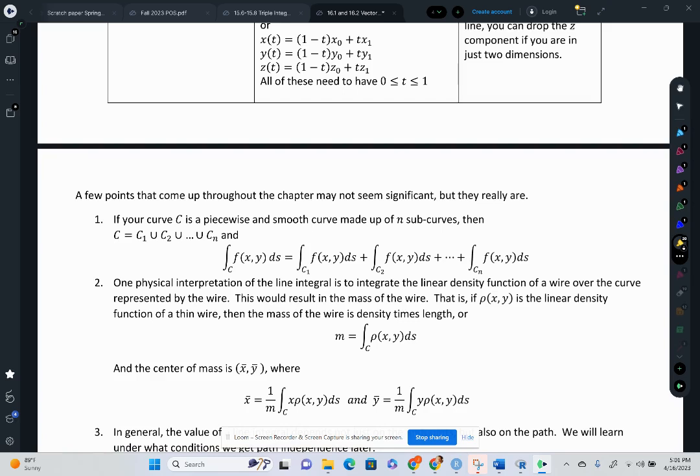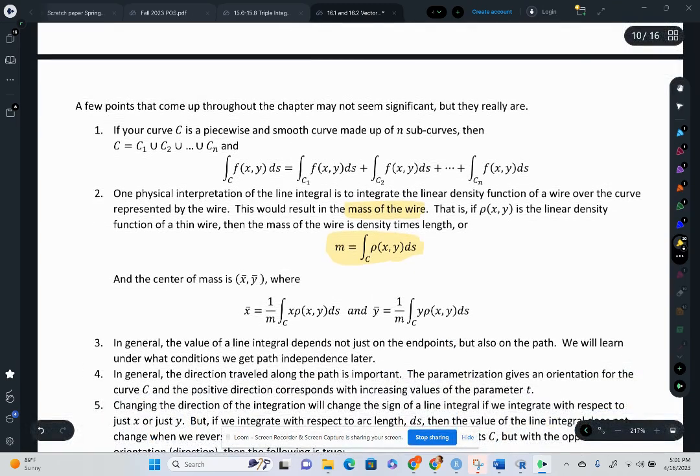One physical interpretation of a line integral is to integrate the linear density function of a wire over the curve that represents the wire, and that would result in giving us the mass of the wire. So if we knew the density rho(x,y) of a thin wire, then we could calculate the mass just by looking at the line integral over C of the density times ds. And then we could find the center of mass, x bar and y bar, by calculating moments and dividing by the mass.